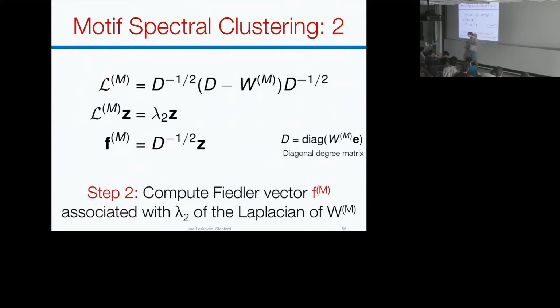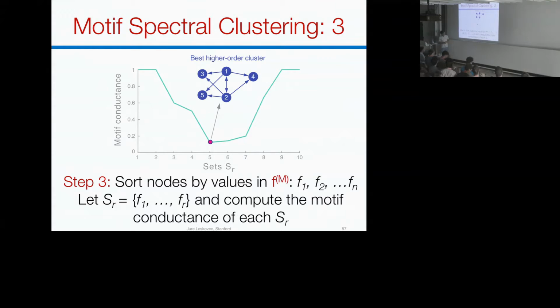So you can think of this F as assigning a number to every node in the graph, right? The number of nodes is the dimensionality of this thing, so I can think of every node having assigned a number. So what I do in step 3 of the procedure is run what is called a sweep procedure. The way I run the sweep procedure is the following.